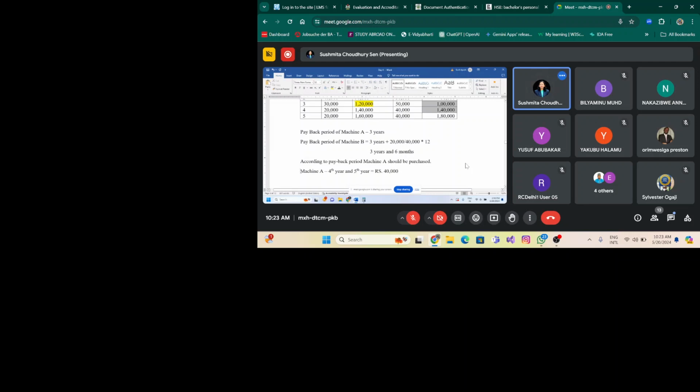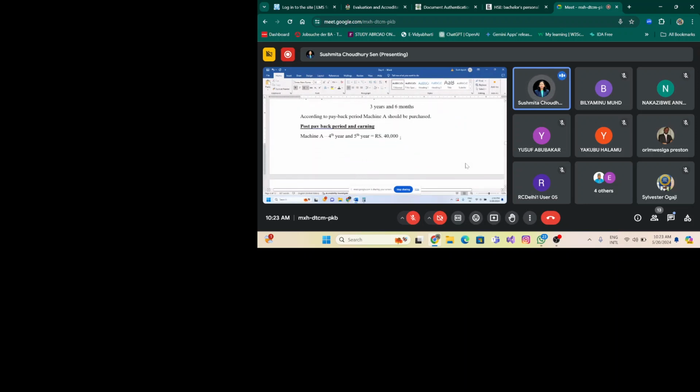Here I am also writing the heading: post payback period and earning. Machine A's post payback period is 2 years, because for another 2 years machine A is going to give us earning, and how much earning will it give? It will give 40,000 rupees.